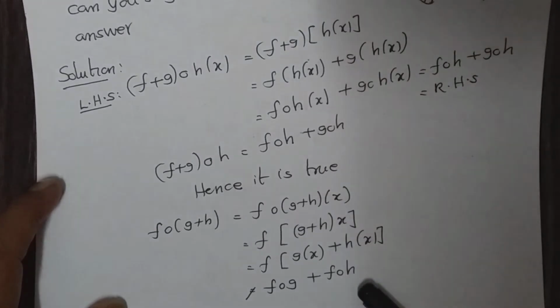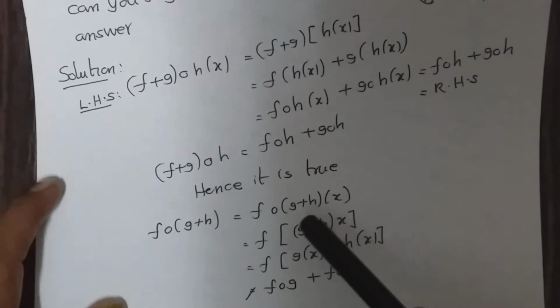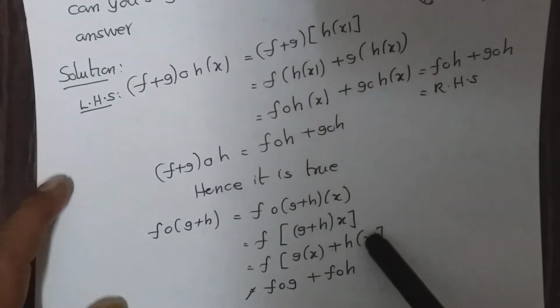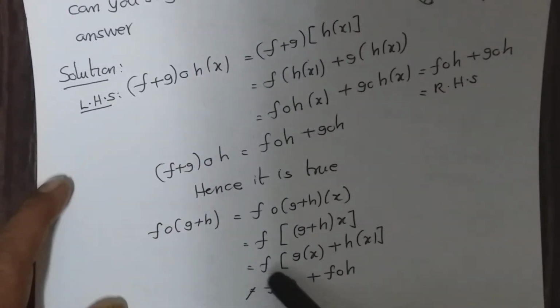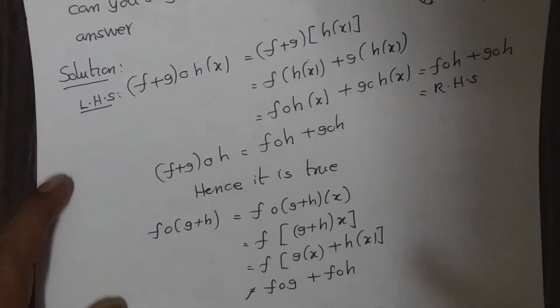The second one is also easy. Inside the bracket apply algebra of functions, like g of x plus h of x. So f circle g of x plus this, it won't come. f circle g plus f circle h won't come. It is not equal to f circle g plus f circle h. So students, we have to prove that. By taking LHS and RHS, we have to prove both are not equal.